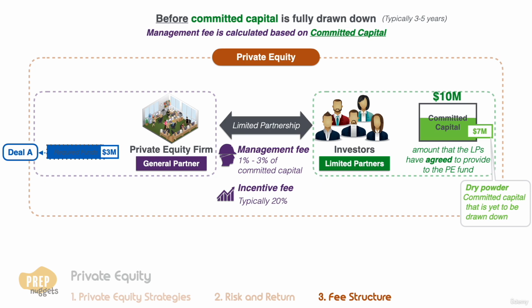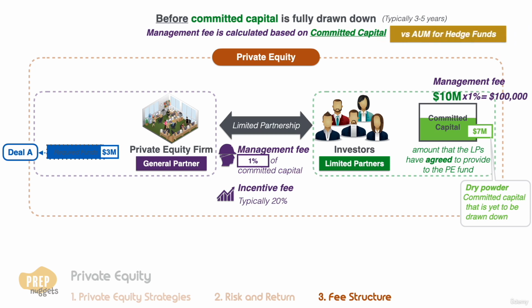Be very clear that the management fee is calculated based on total committed capital of $10 million, even though not all the money has been invested. So, for example, if the management fee is 1%, the GPs will receive a $100,000 fee each year. Do note this important distinction from hedge funds, where management fees are based on assets under management.